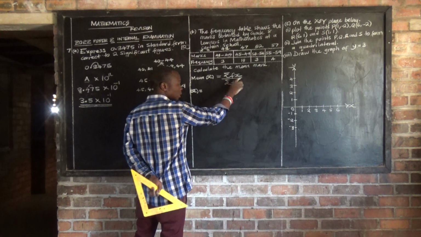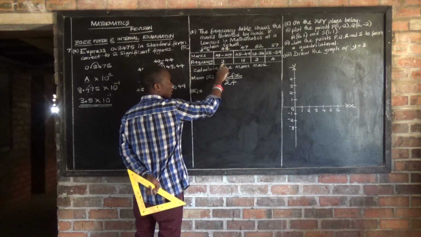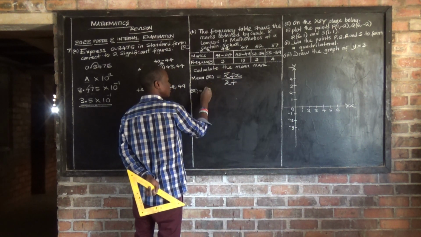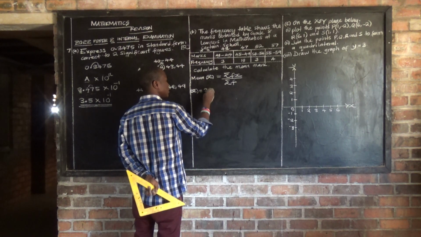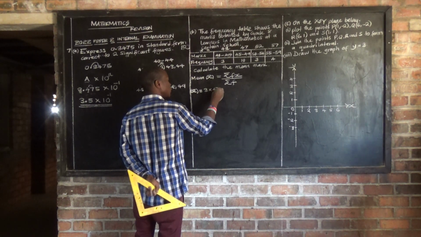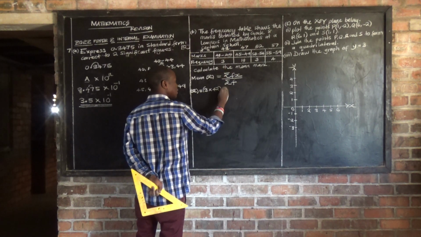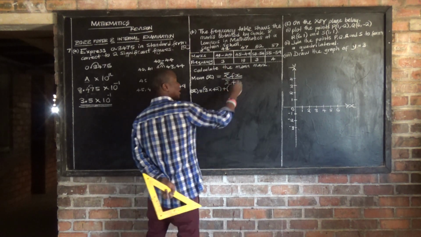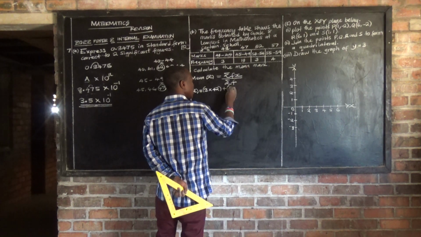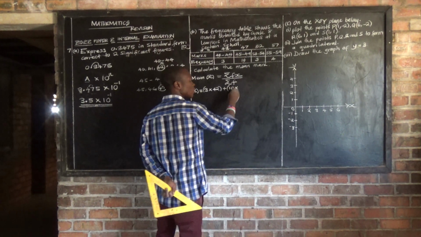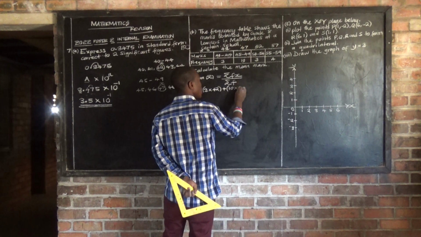x bar is equal to the frequency times the midpoint. So the first frequency is what? It's 3. So it's 3 multiplied by what, guys? 42, which is the midpoint. Plus, take note and take your time. Our frequency is what? 10. 10 multiplied by its corresponding midpoint is what?